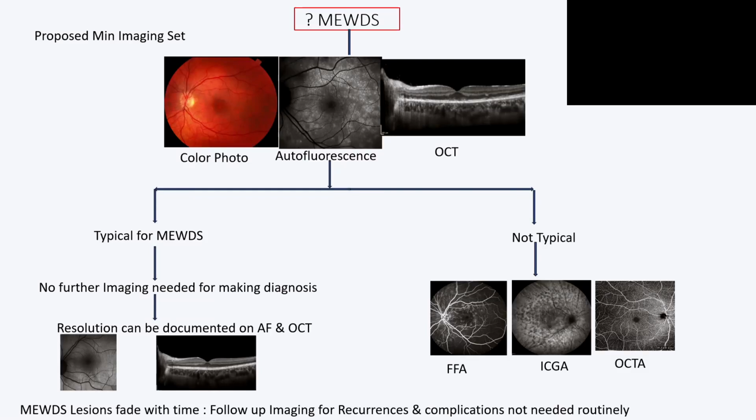The second thing is, you're not very sure it's MUDES, not very typical. And there is something called epi-MUDES, which is a secondary MUDES, and other confusing entities. Then you do the fluorescein, ICG and OCTA to differentiate it from other entities.